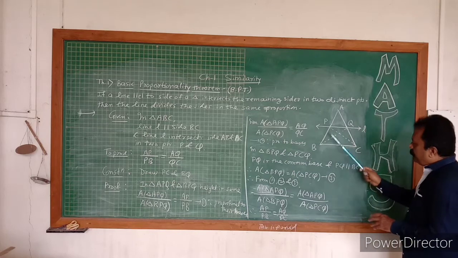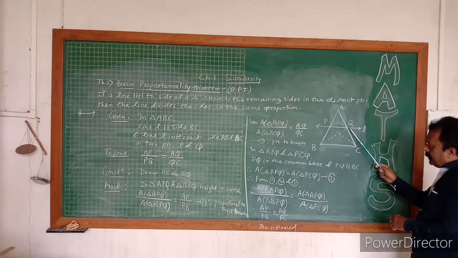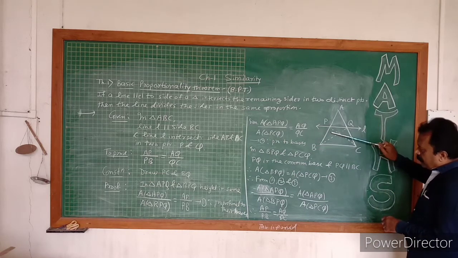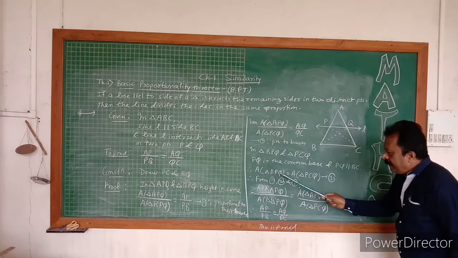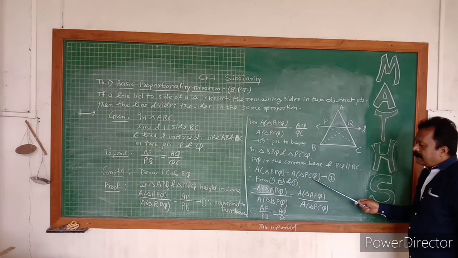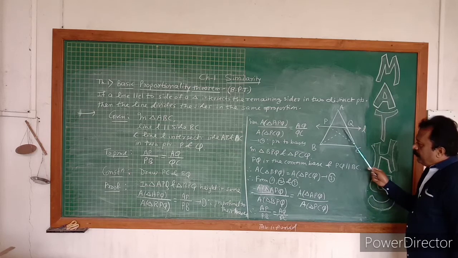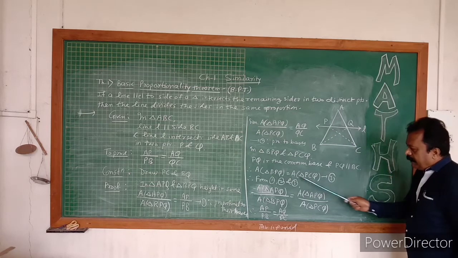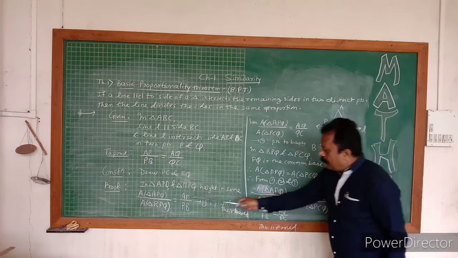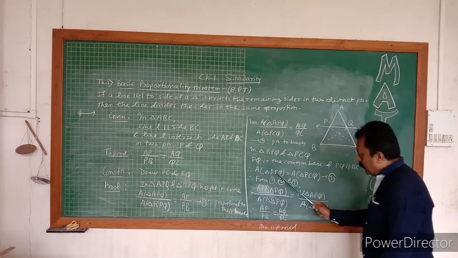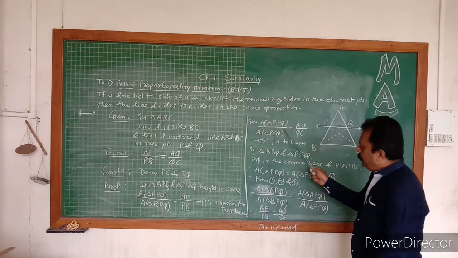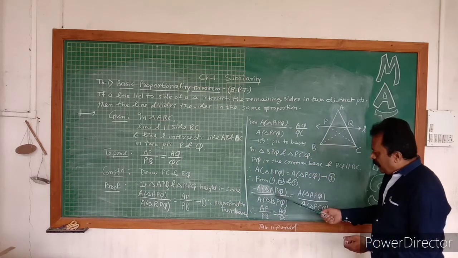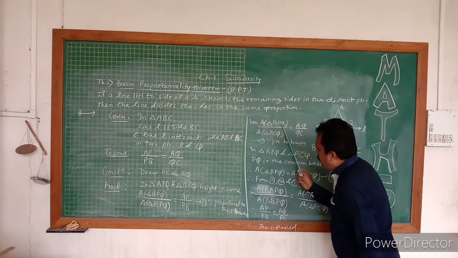So area of triangle BPQ is here and area of triangle PCQ is here. These two triangles are situated between two parallel lines and have the same base. So their areas are equal. Therefore area of triangle BPQ is equal to area of triangle PCQ. Both areas are the same. So substitute the value of area of triangle BPQ with PCQ. Then APQ upon PCQ is equal to APQ upon PCQ.